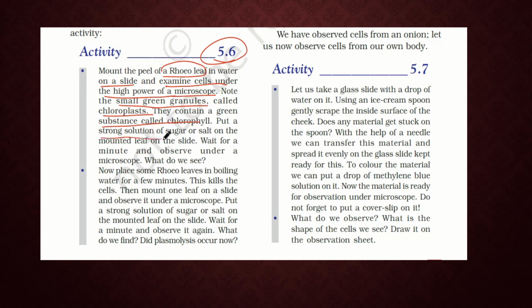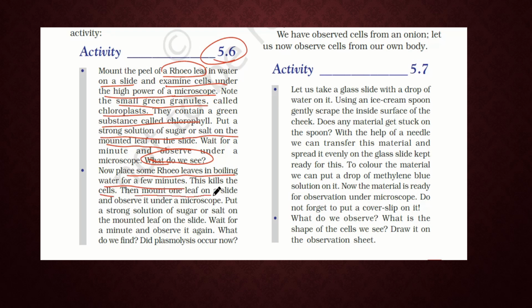Put a strong solution of sugar or salt on the mounted leaf on the slide. So on the slide itself you are putting the solution. So what will happen? We wait for 1 minute to observe. What do we see? Now place some Rhoeo leaves in boiling water for a few minutes. This kills the cells.